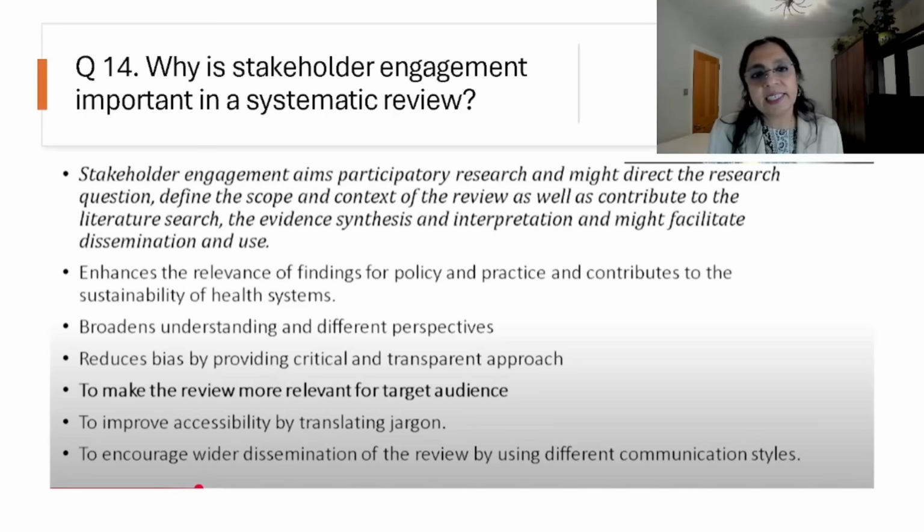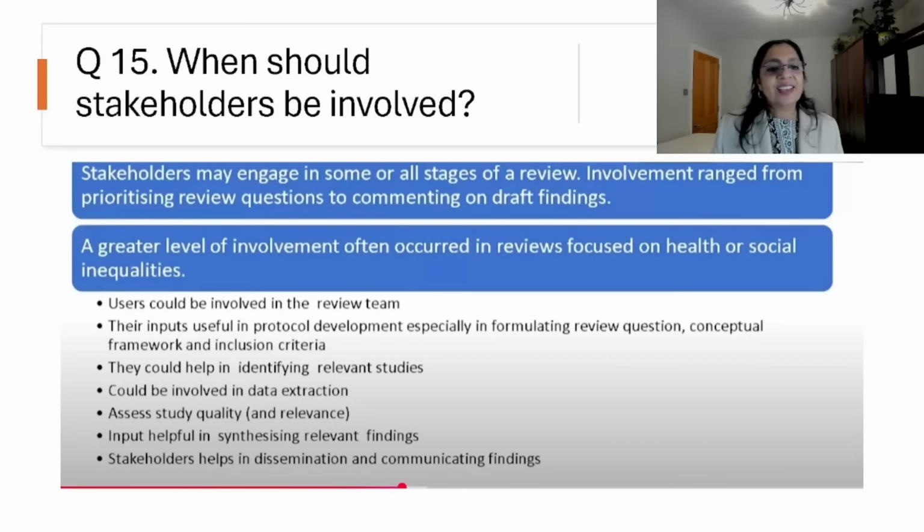Sometimes it is also challenging when the stakeholders have their own diverse interests, and are not able to come to consensus when they have very different opinions and vested interests. So all these are to be considered, but stakeholder engagement is very important in conducting systematic reviews, especially for policy and practice. So when should stakeholders be involved?